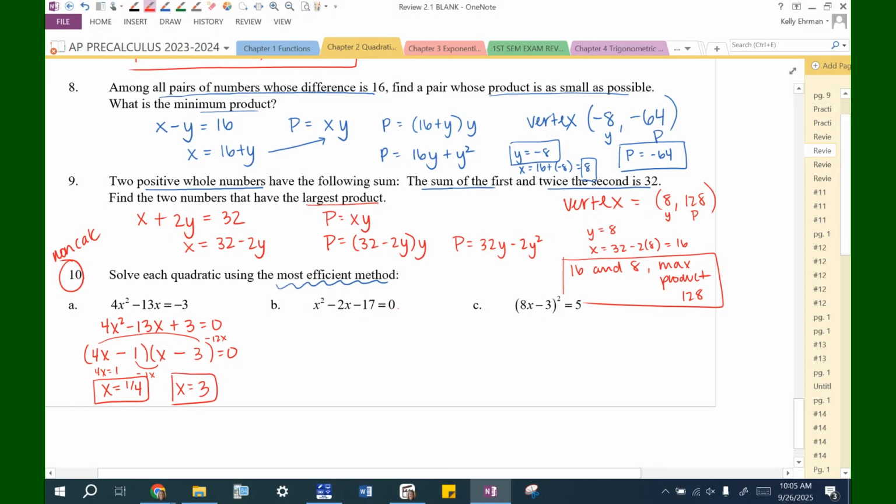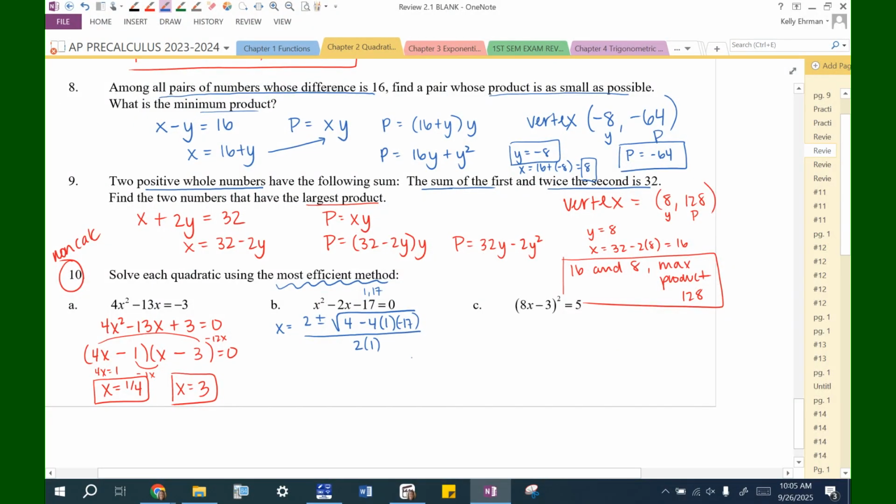Part B is already equal to 0. This one does not factor because there are no numbers that multiply to 17 that add or subtract to negative 2. So I have to use quadratic formula for this one. So it's the opposite of b, plus or minus the square root of b squared minus 4 times a, which is 1, times c, which is negative 17, all over 2 times a, 2 times 1.